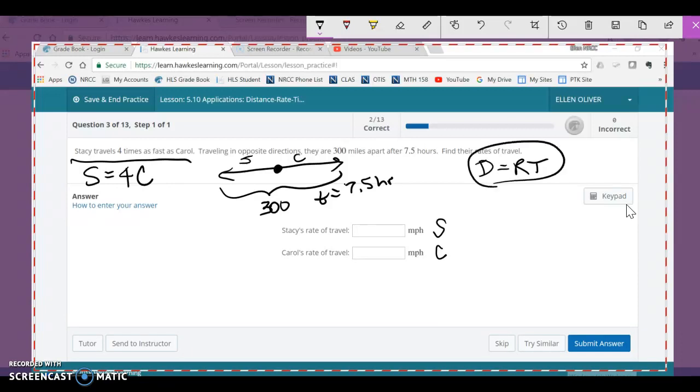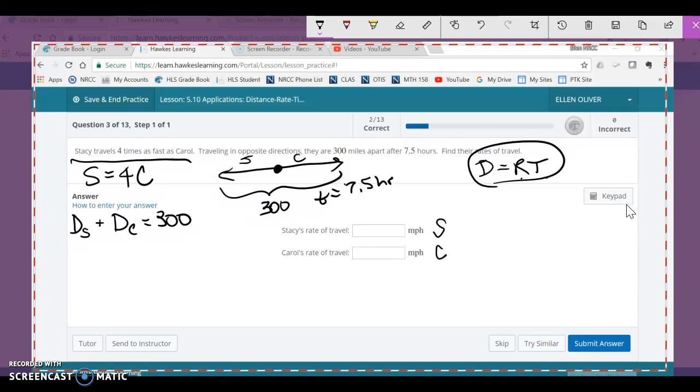So I need a distance for Stacy plus the distance for Carol is going to add up to 300 miles. And distance is rate times time. Well, time is 7.5 for both of them. And Stacy's rate is S and Carol's rate is C.